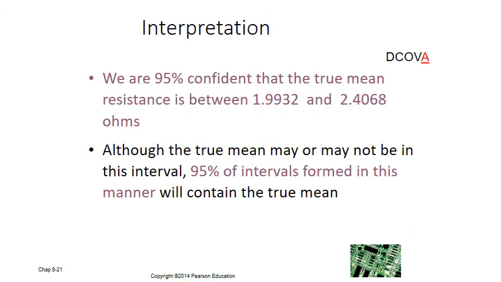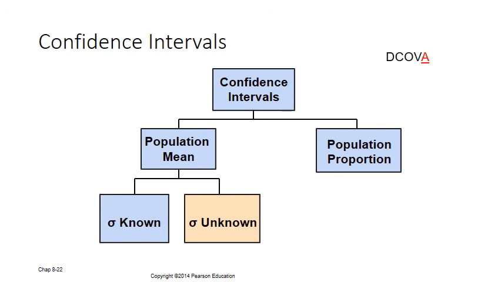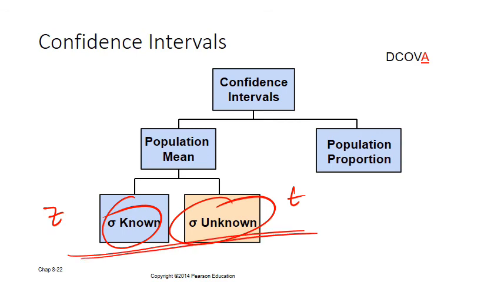What is its interpretation? We are 95% confident that the true mean resistance is between these two numbers. Although the true mean may or may not be in this interval, in the manner we did it, we are 95% confident that it will lie within this. Again, I'm repeating this figure: for population mean, if sigma is known, z-test; if sigma is unknown, then t-test. This is a very important thing. I will keep explaining it later on.